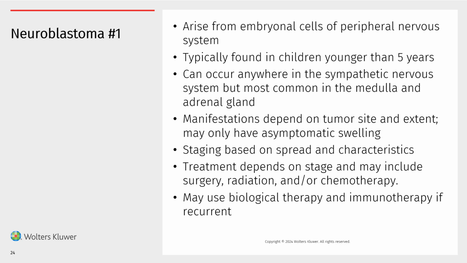Okay, so let's talk about a few of them. A neuroblastoma arises from embryonic cells of the peripheral nervous system. It's typically found in children younger than 5 years, can occur anywhere in the sympathetic nervous system, but is most common in the medulla and adrenal gland. Manifestations depend on the tumor size, site, and extent, and may only be asymptomatic swelling. Staging is based on the spread and characteristics, and there are some good charts on staging in your textbook. Treatment depends on stage and may include surgery, radiation, or chemo, and may use biologic therapy or immunotherapy.